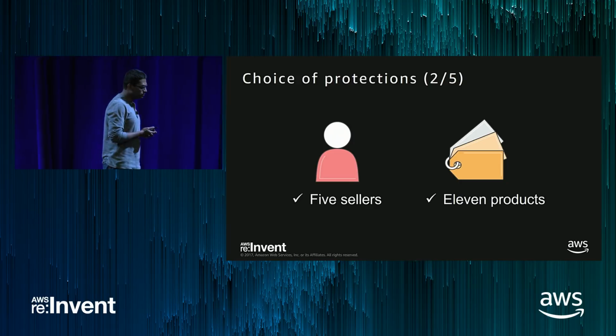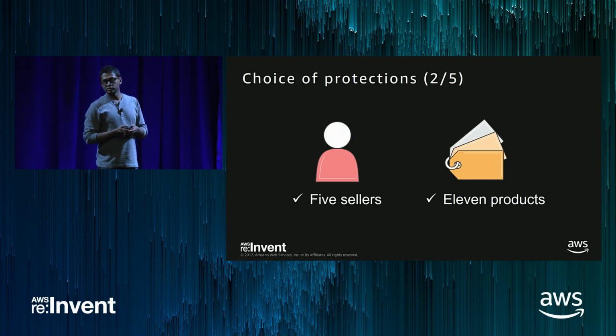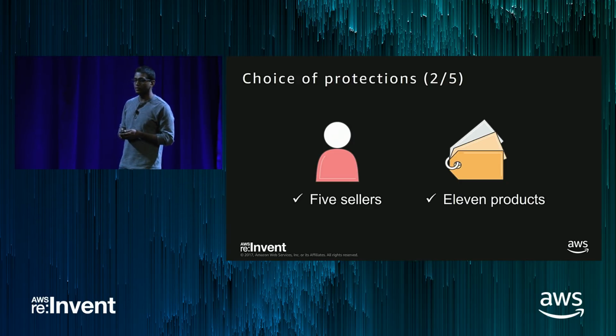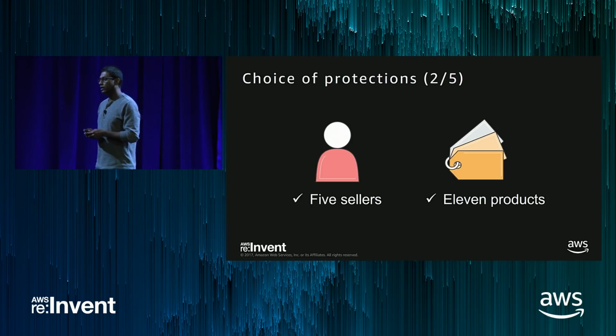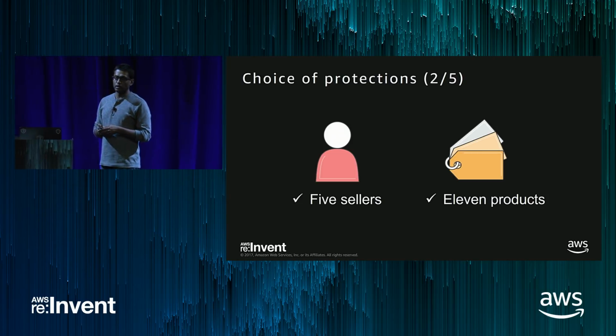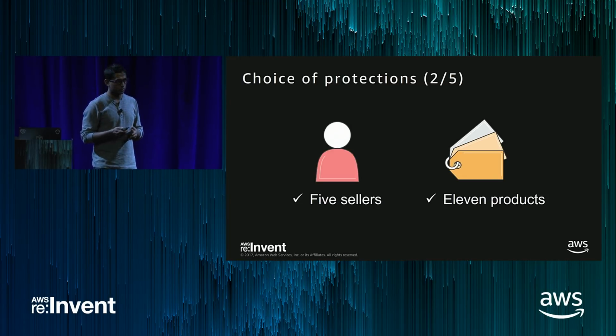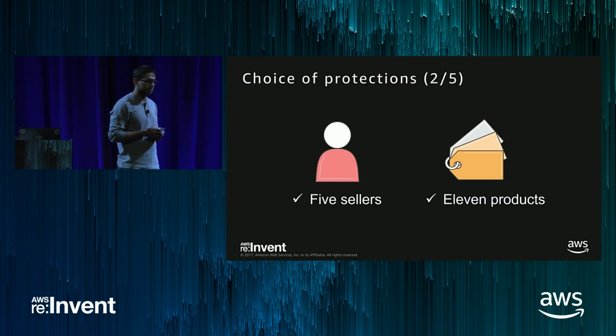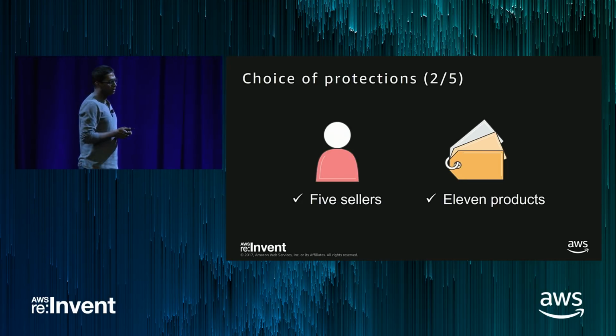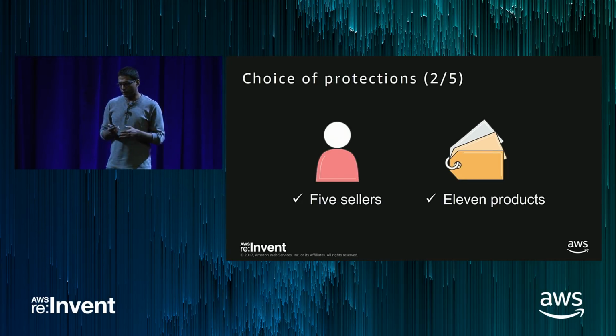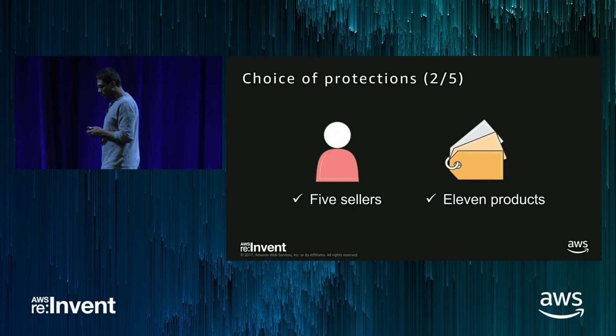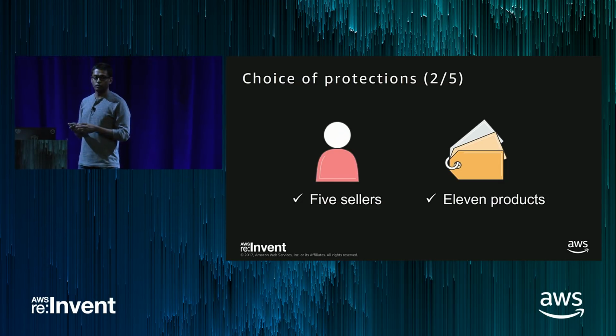Secondly, the choice of protections. So as Andy was mentioning, we have 5 sellers as of today. And with those 5 trusted names, we have 11 products. And we will be going through in detail what those 11 products are and what use cases they cover. With this wide variety of products from day one, I think there is a solution for every one of you.